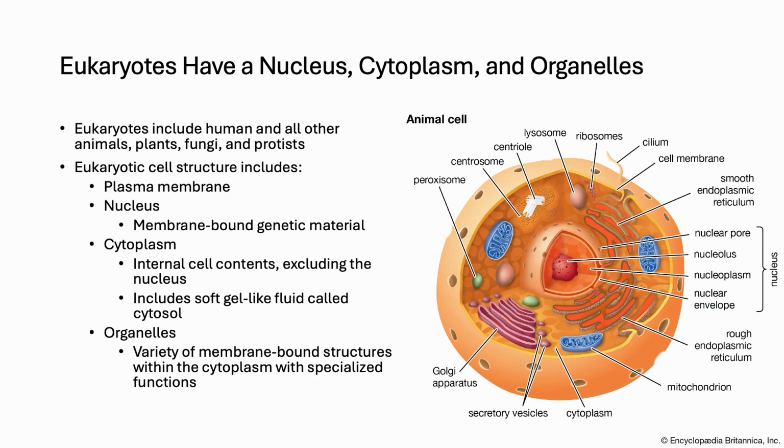Eukaryotic cells are the type found in humans, animals, plants, fungi, and protists. Their hallmark feature is compartmentalization. The nucleus serves as the command center of the cell, housing DNA and directing cellular activity. Surrounding it is the cytoplasm, which includes the cytosol, a gel-like fluid that supports and suspends the organelles. Each organelle has a distinct role that contributes to the overall function of the cell.